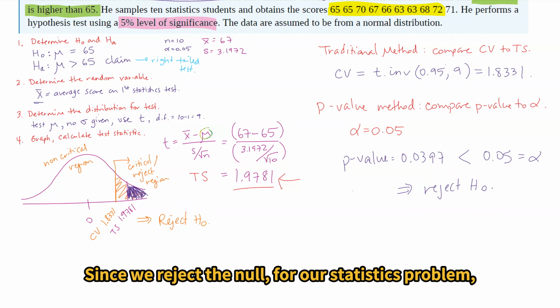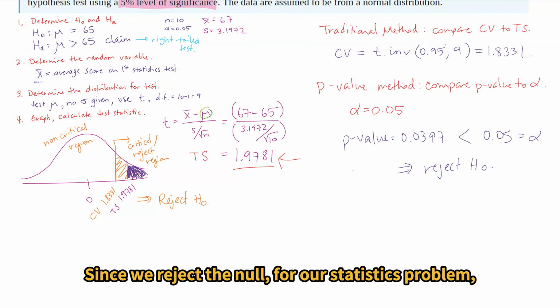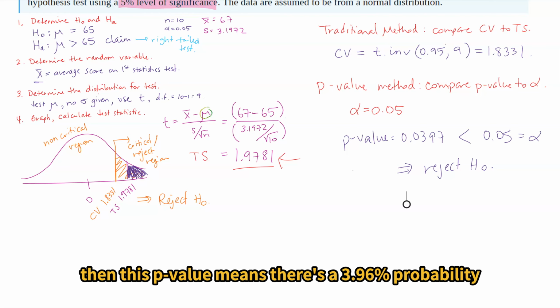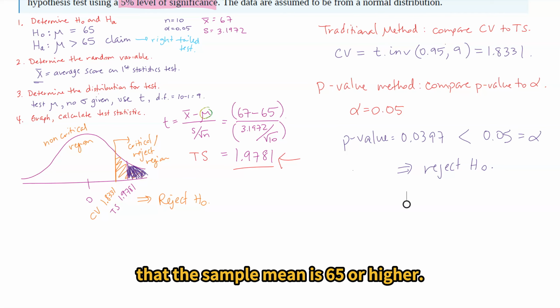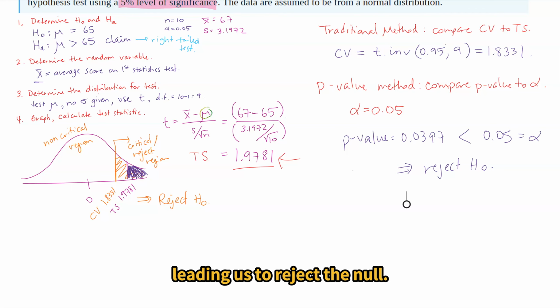Since we reject the null for our statistics problem, going back to that p-value, if the null hypothesis is true, then this p-value means there's a 3.96% probability that the sample mean is 65 or higher. So that's really small and really unlikely to happen, leading us to reject the null.